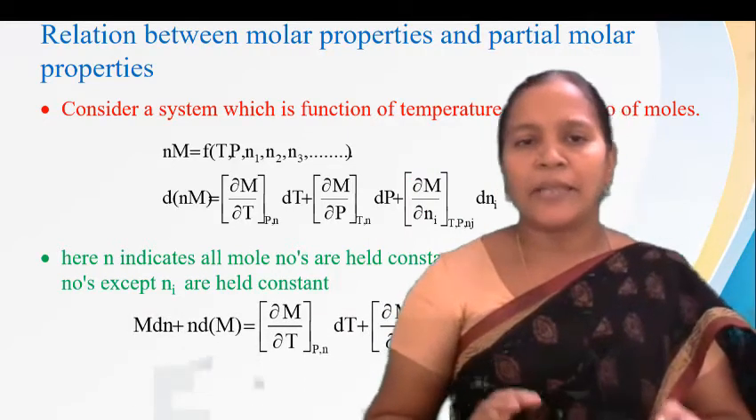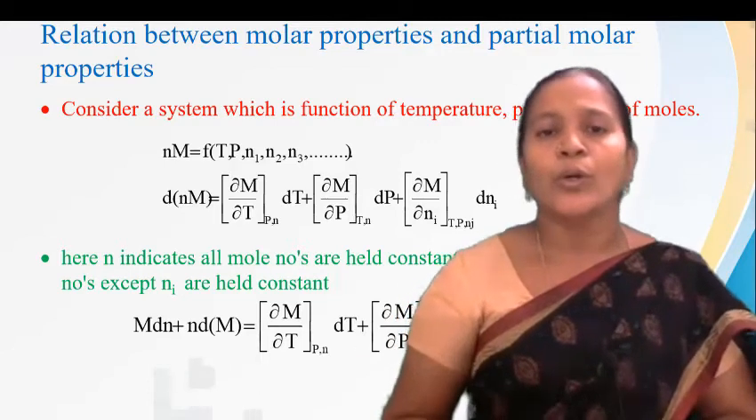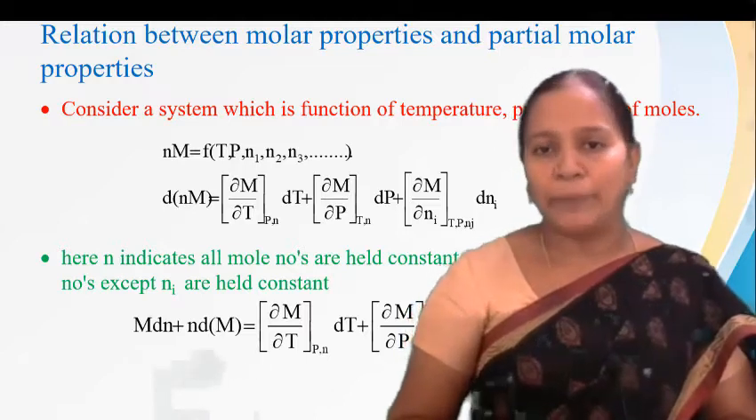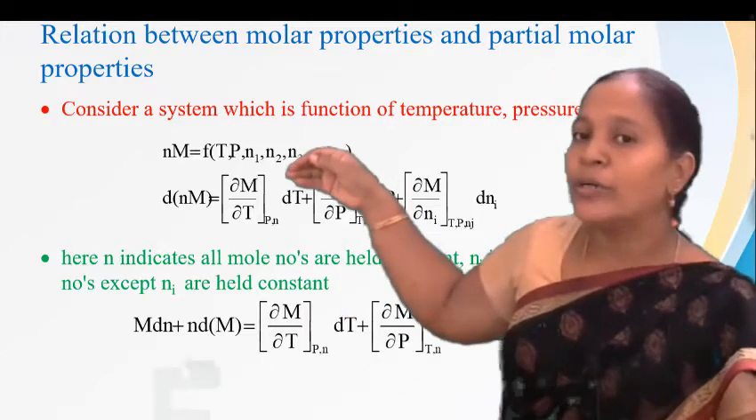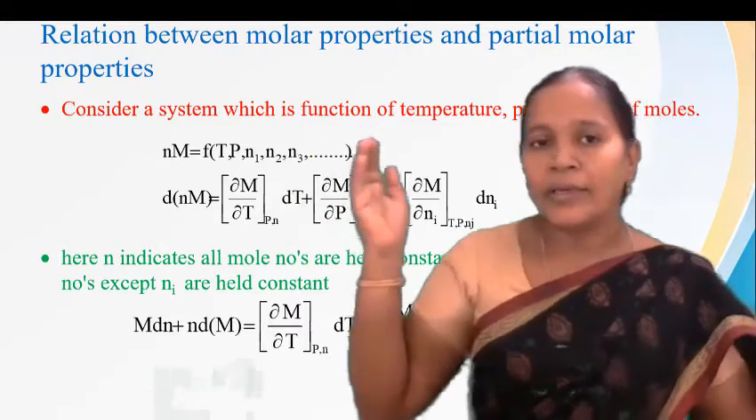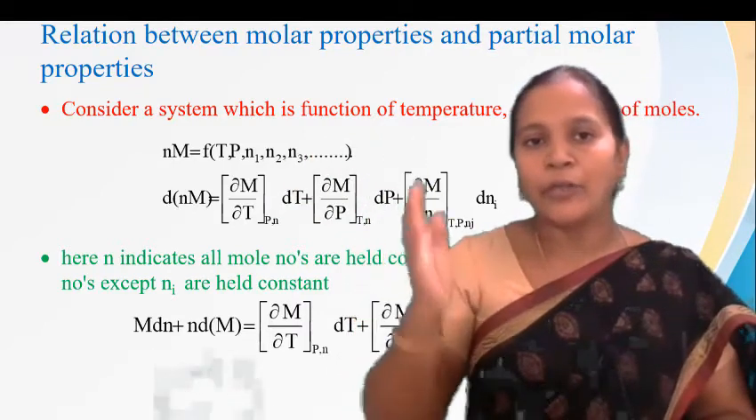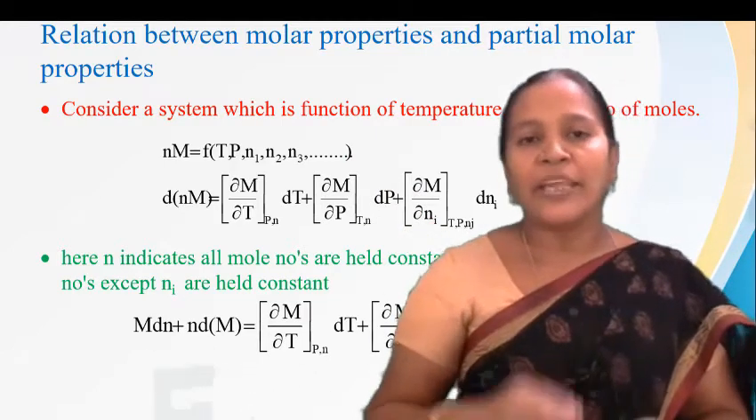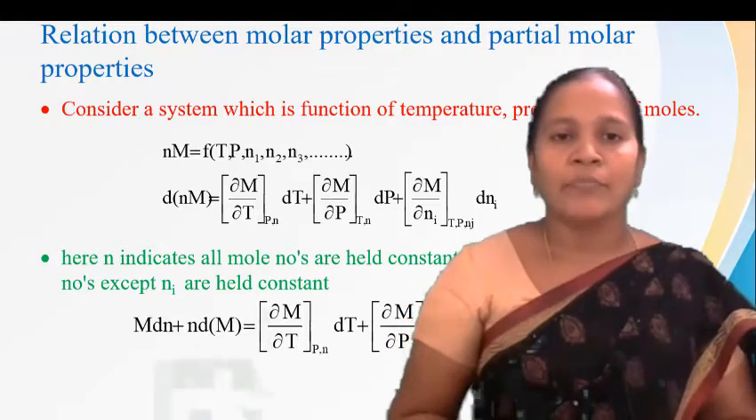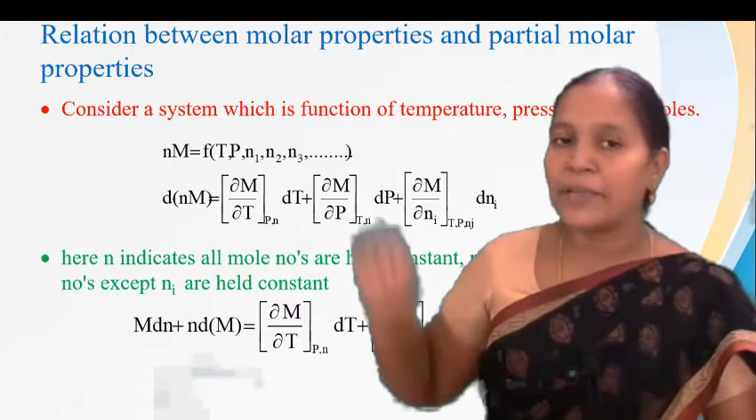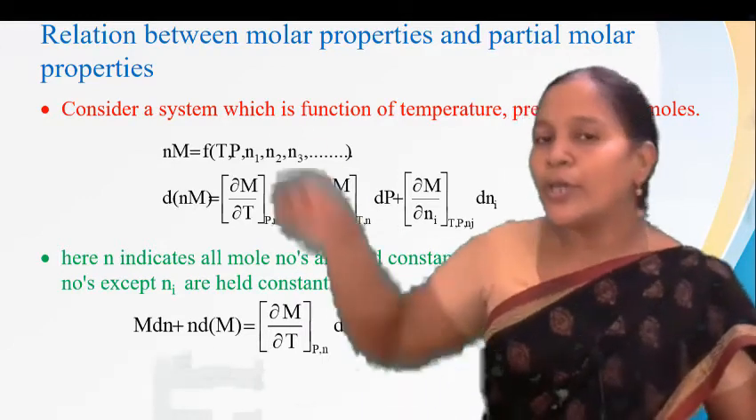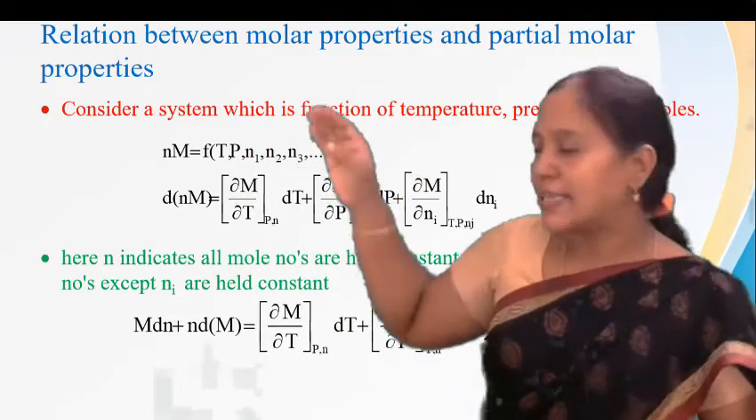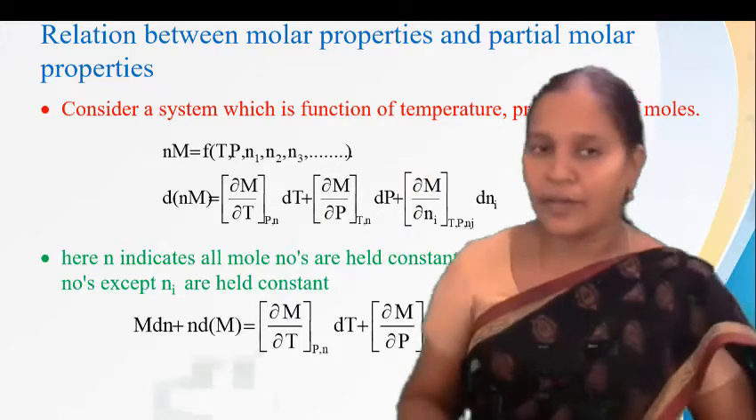Here, m into dn plus n dm is equal to dou m by dou t into dt plus dou m by dou p into dp plus mi bar into dni. Here, applying the differential for nm, then we get m dn plus n dm is equal to dou m by dou t dt plus dou m by dou p dp plus sigma mi bar dni.